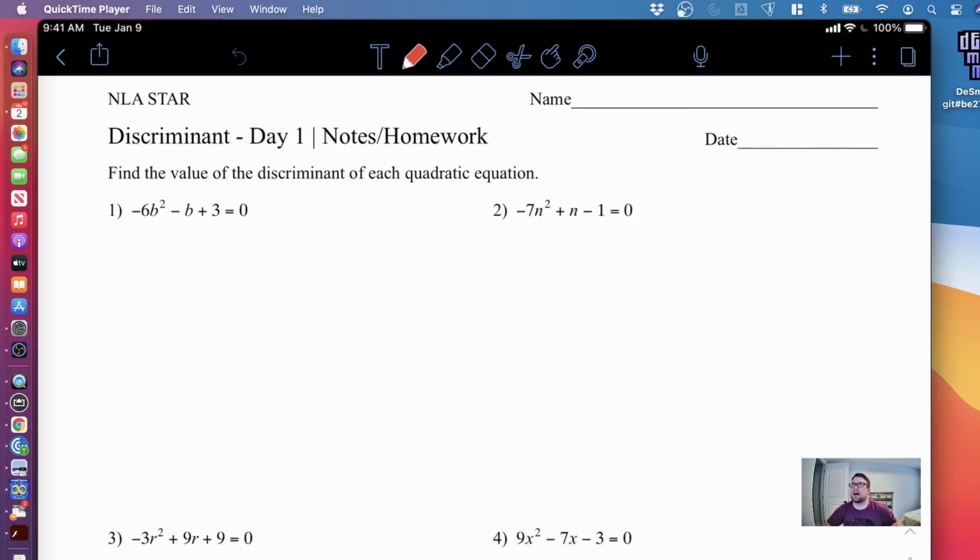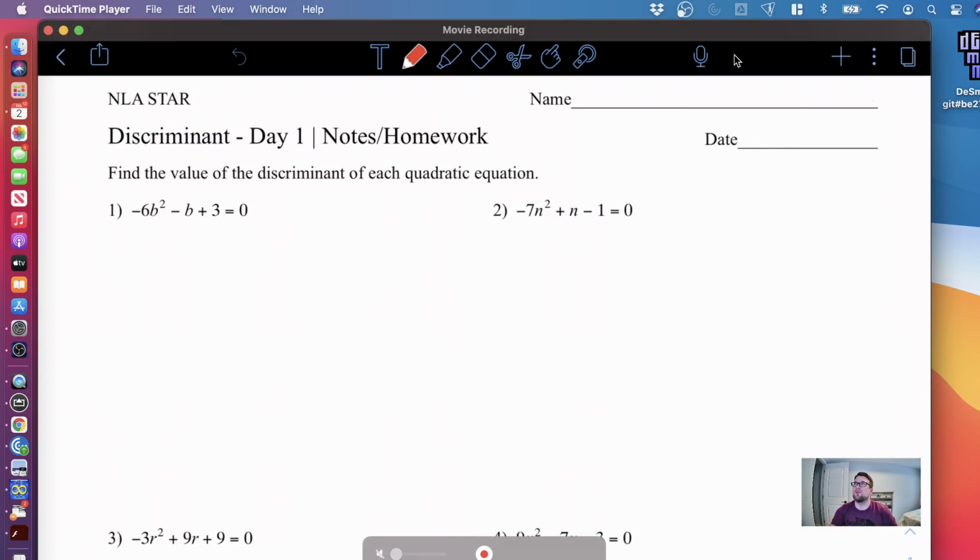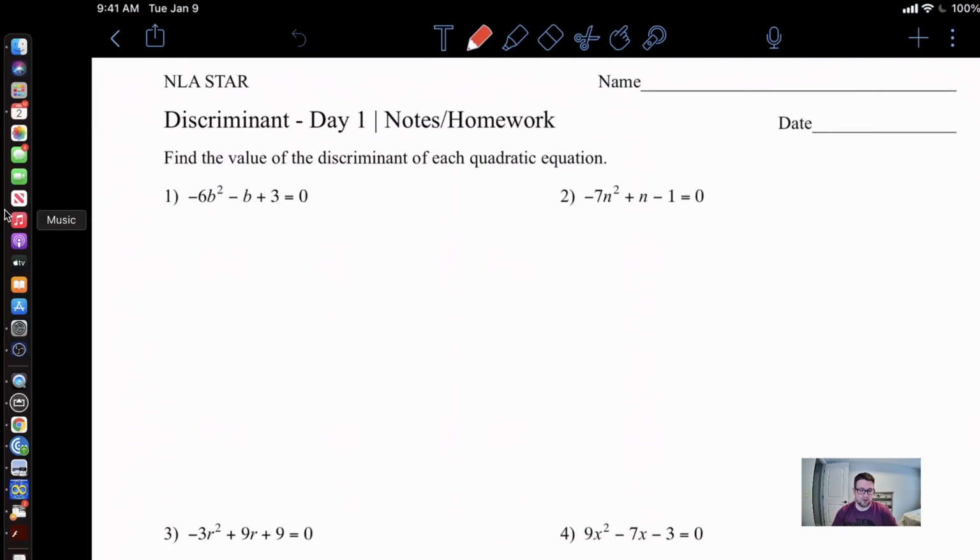Today we're going to talk about the discriminant. We're going to actually spend 2 days talking about this material, so if you don't get it all figured out today, that's probably okay, but today we're definitely going to start and lay out the basics for you. So the discriminant is a special number that tells us how many answers an equation is going to have.